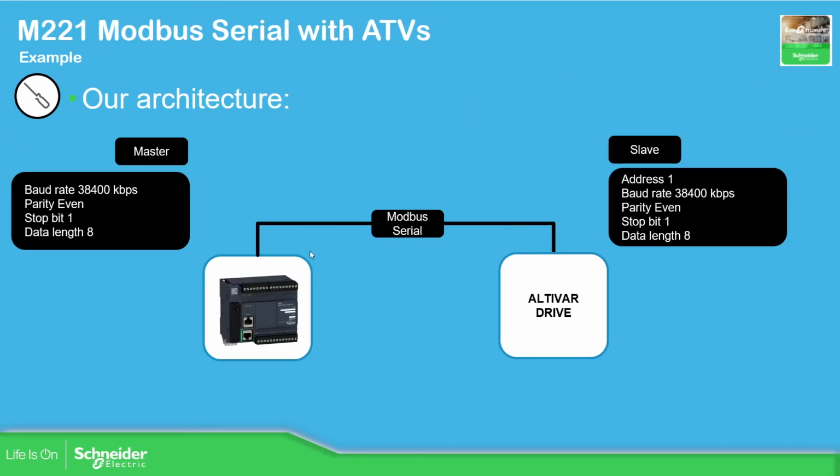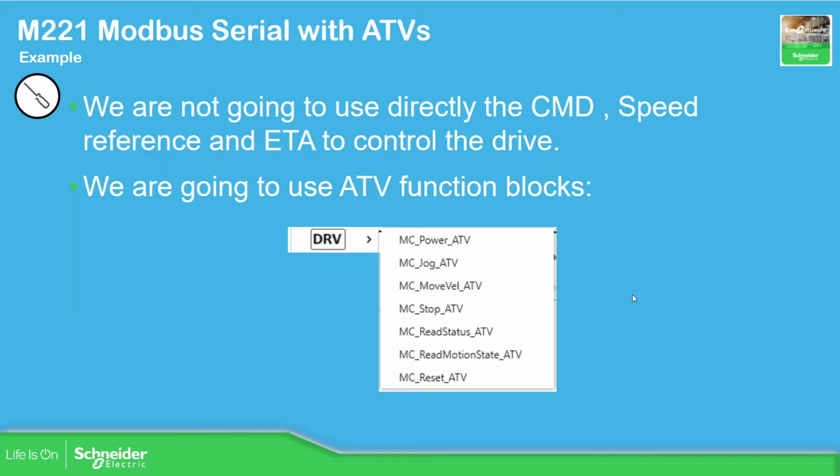As you can see here, I have already predefined these settings for the master and these settings for the slave. Now, the idea in the next video will be to use these function blocks in order to control the drive, but in this one we're going to see how we can read information from the drive.